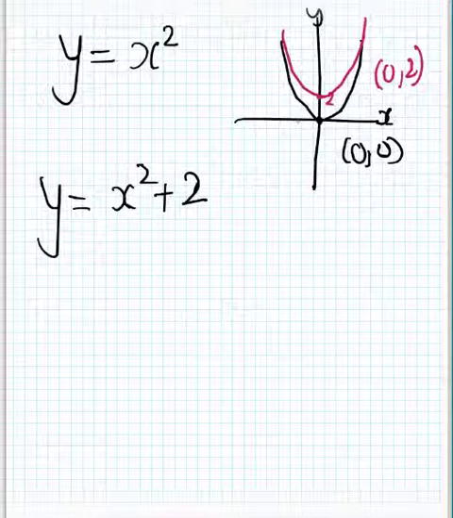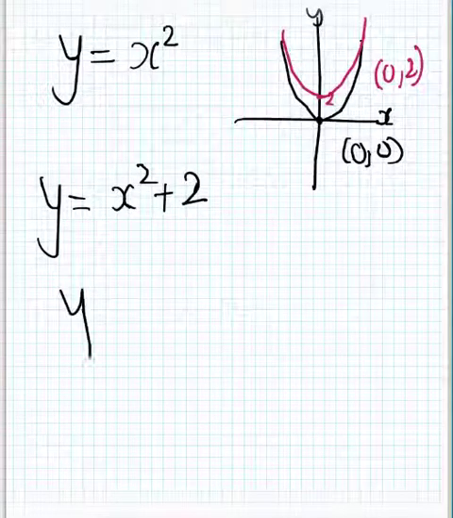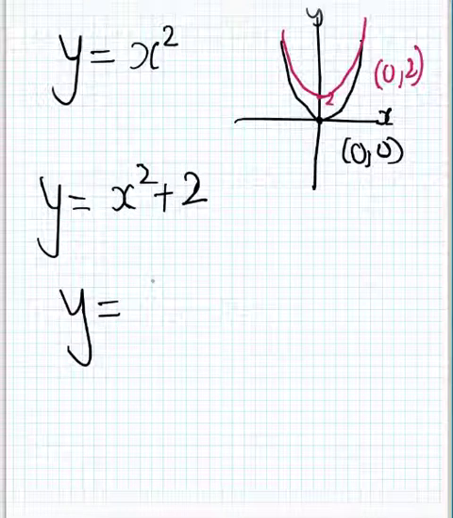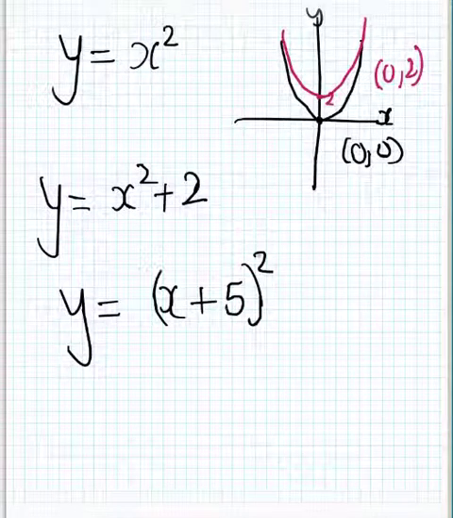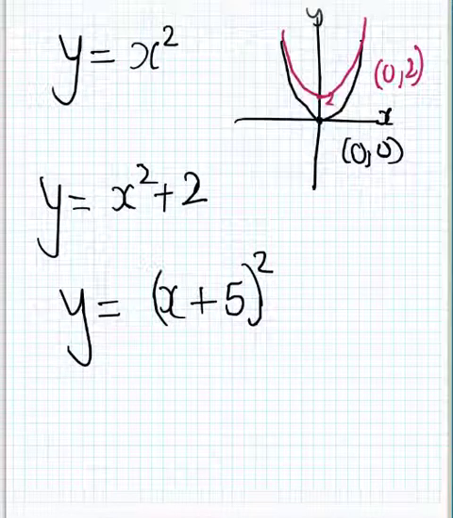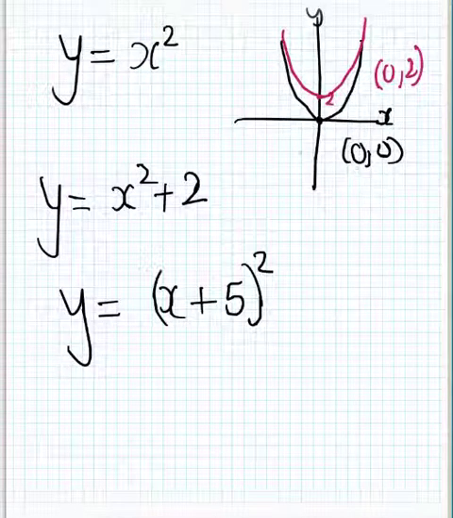When the x value of the turning point starts to change, that is where we notice a bracket, something like this. y equals (x plus 5) squared. When we have an x plus 5 in brackets and squared, that's where our parabola moves left or right. Or the value of the x in our turning point is changing.